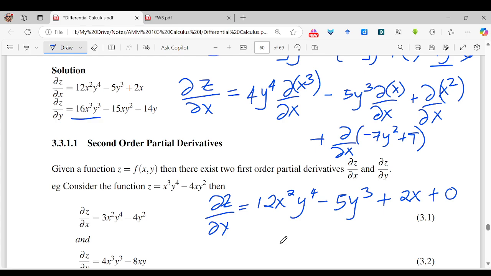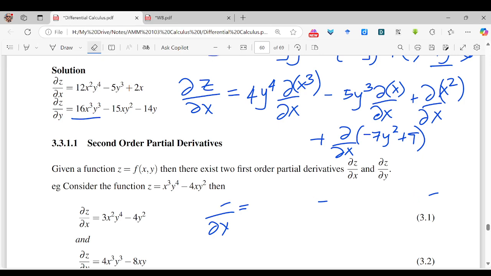Now, next we want to look at the second order partial derivatives. And I want us to take an example so that we can understand this well. So we consider a function z, which is given as x cubed y raised to power 4 minus 4xy squared. Then we want to differentiate this partially with respect to x and partially with respect to y.